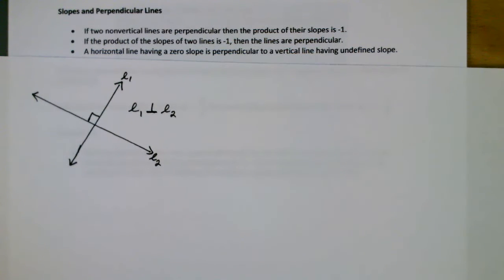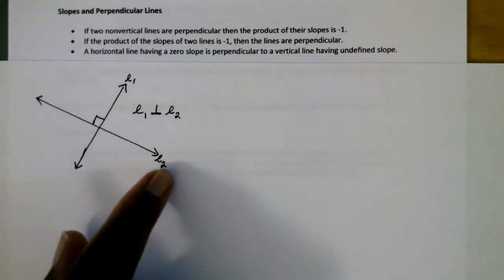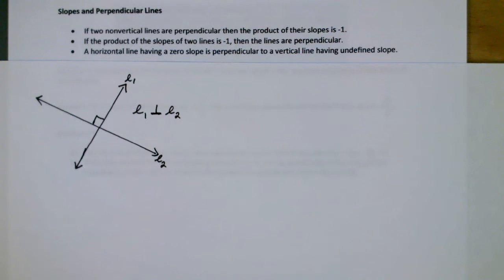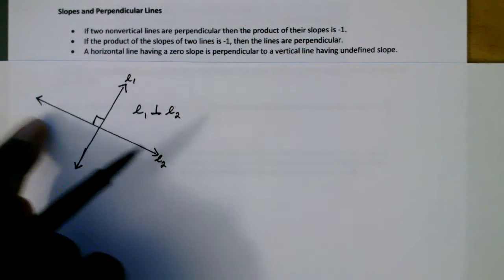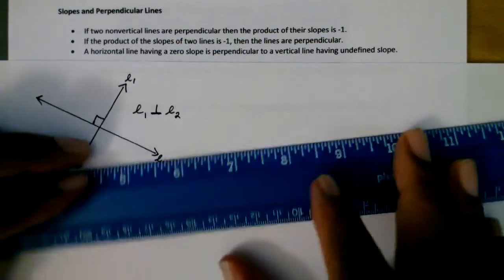And if the product of the slopes of two lines is -1, then that means the lines are going to be perpendicular. So if I have a slope here and a slope here, and I multiply those two slopes together, if the product is -1, then that means these two lines are perpendicular. Now, a horizontal line having a 0 slope is perpendicular to a vertical line having an undefined slope.